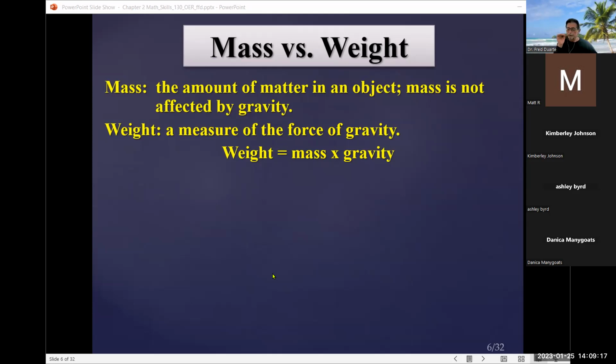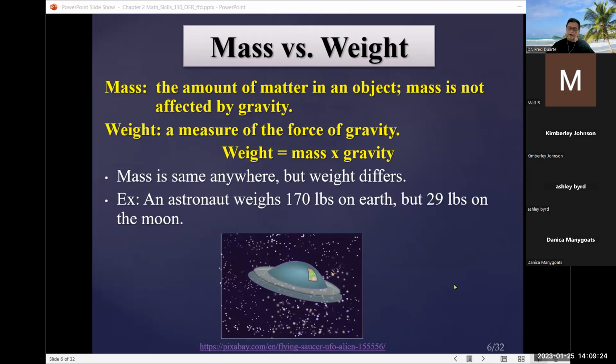So there is a relationship, that is the relationship of weight and mass. Mass and weight are different, okay? And so an astronaut that weighs 170 pounds would be roughly 29 pounds on the moon, because the force of gravity is much less on the moon than it is on Earth. However, the mass remains constant. Whatever mass I have here on Earth, which is a measure of all the matter that I have in my body, is the same as on the moon, okay?